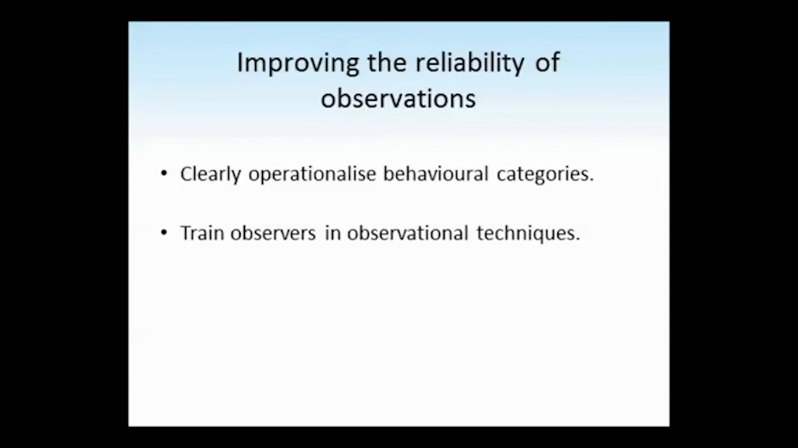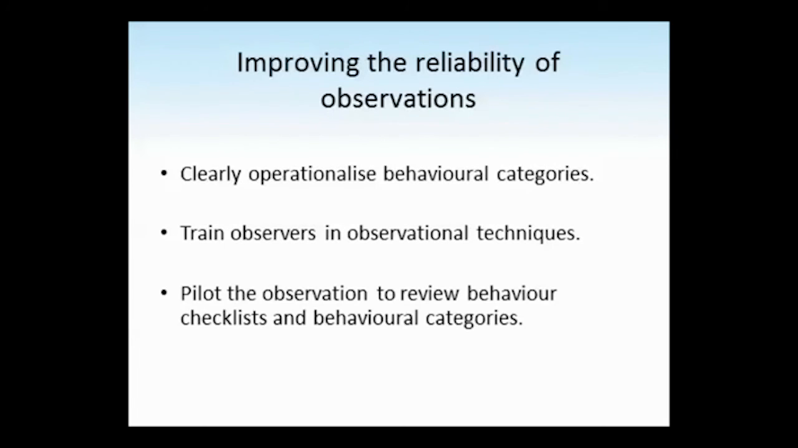Another way that we can make observations more reliable is by training observers in observational techniques. Showing them how to do time sampling or how to do event sampling will make it much more reliable. And lastly, it's always a good idea to pilot an observation study just to see if the behavioural checklist and behavioural categories cover all of the eventualities. If there are any behaviours that the observers notice which aren't on the checklist, they might need to be added in. This is another really good way to improve the reliability of an observational study.